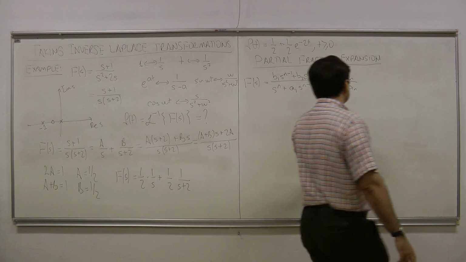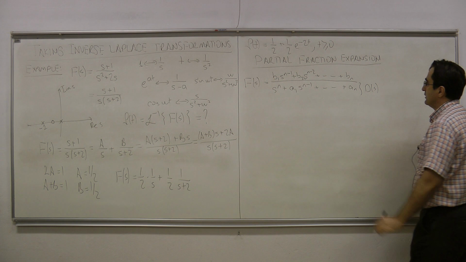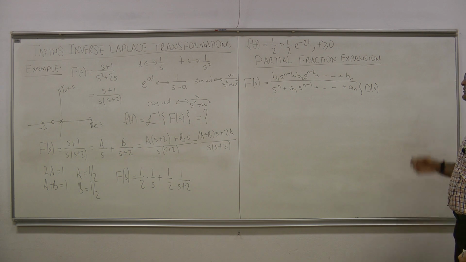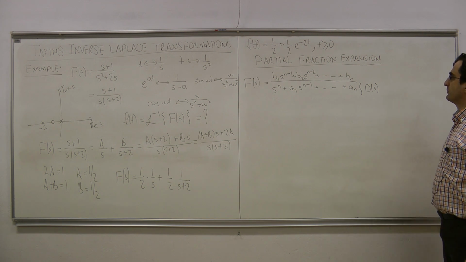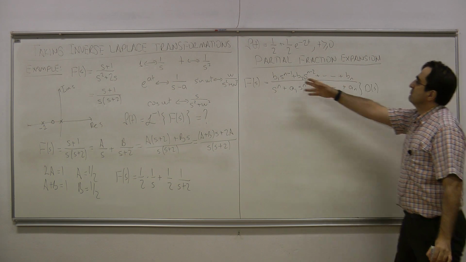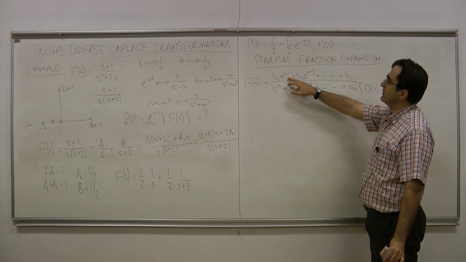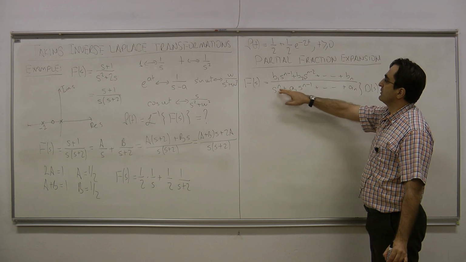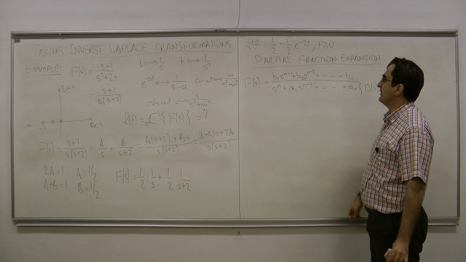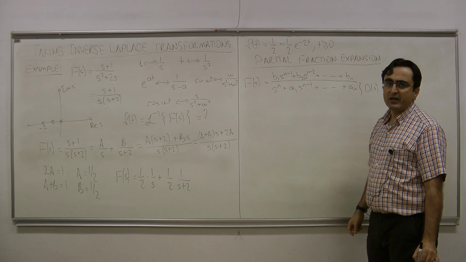So we will concentrate on the denominator here. It is D of s, and we are going to try to write D of s in terms of its factors. As you see here, I can have in the numerator a polynomial with an order strictly smaller than n. And the order of the polynomial in the numerator does not have to be n minus 1.